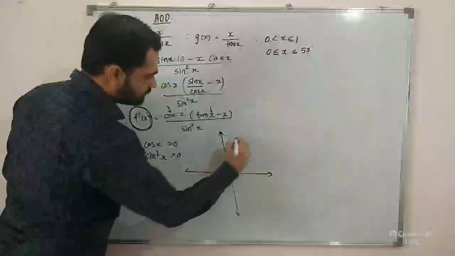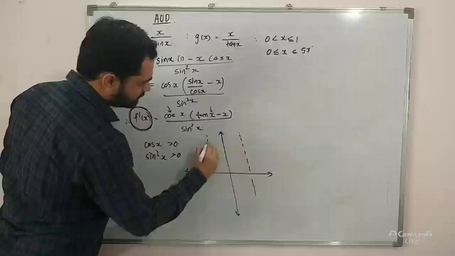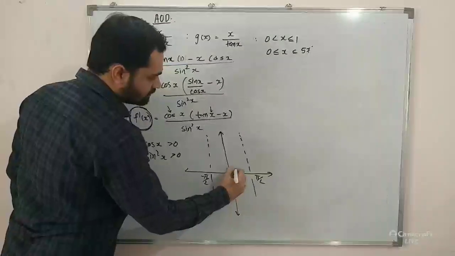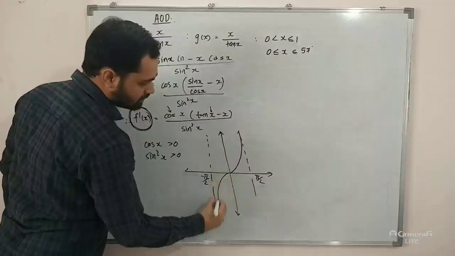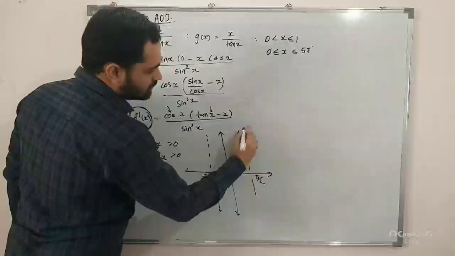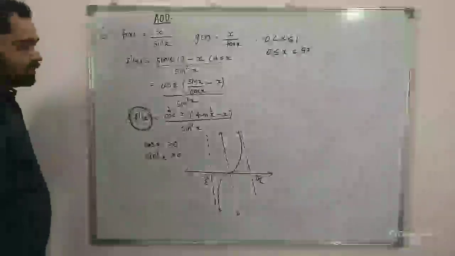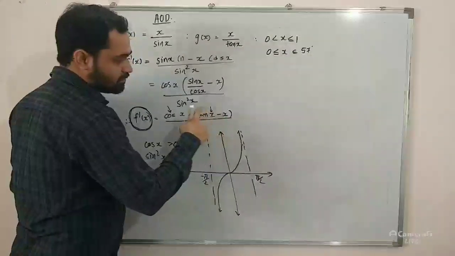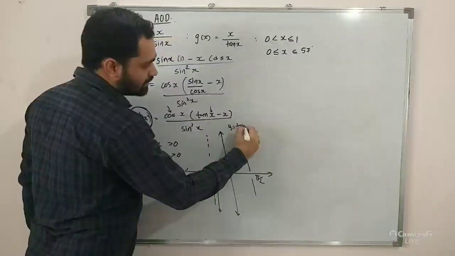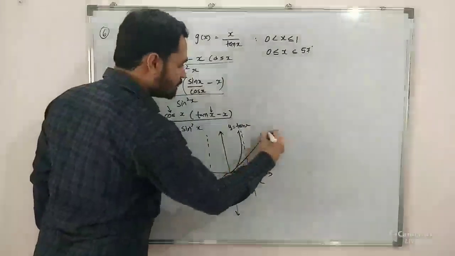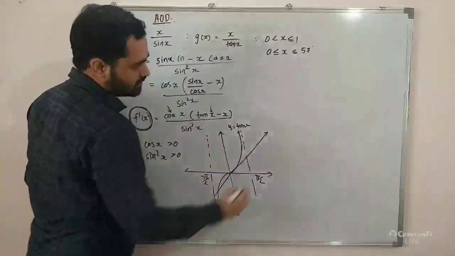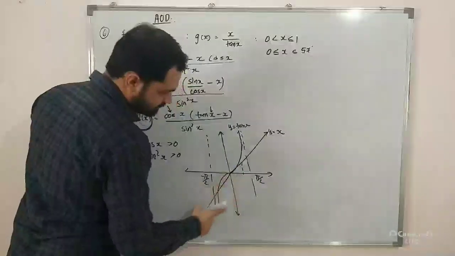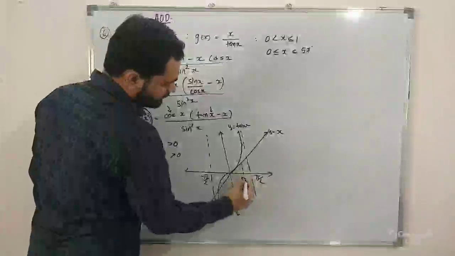You know that the graph of tan x looks something like this, with asymptotes at minus pi by 2 and plus pi by 2. So this is the graph of y equals tan x. Now we are going to draw the graph of y equals x, which passes like this. From this point it is somewhere around 57 degrees.